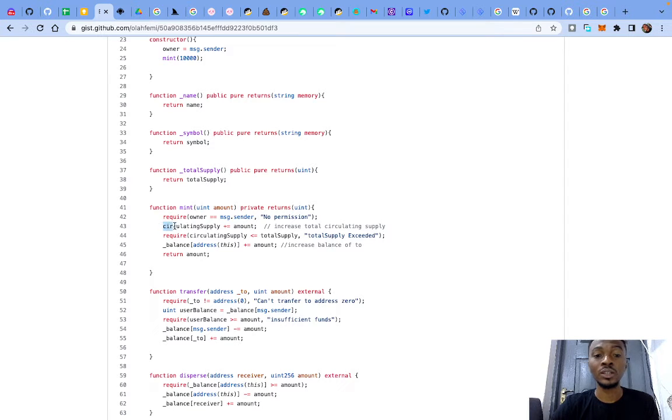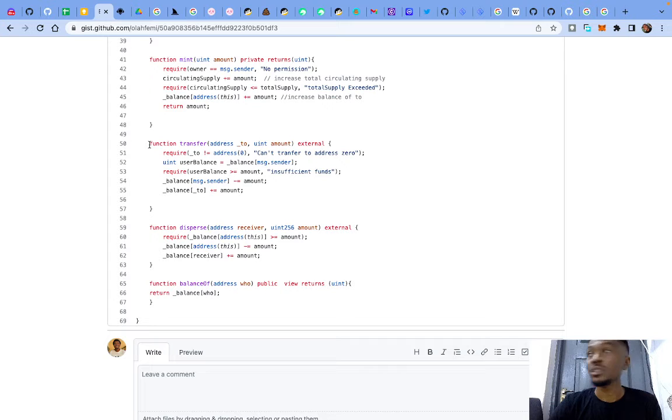Then on the second line, once minting is done, we are increasing the circulating supply. I want to ensure that the circulating supply that we have is less than or equal to the total supply. It must not exceed this total supply. And we are minting into this contract address.